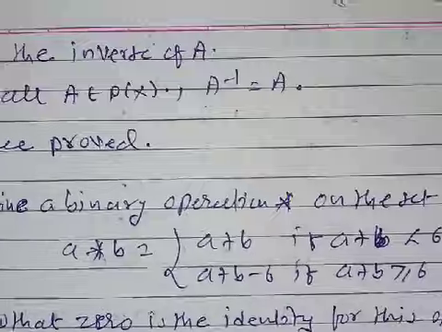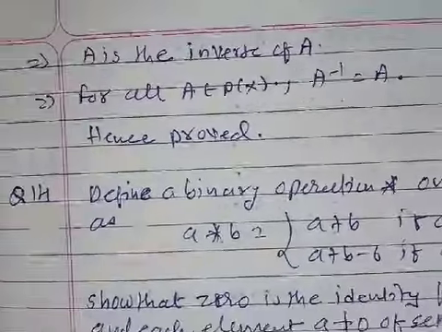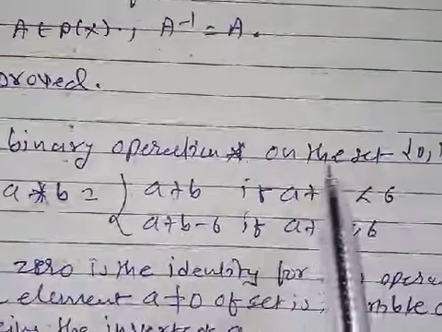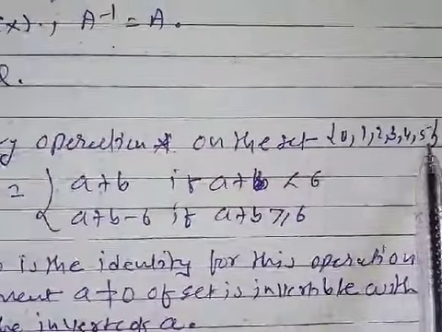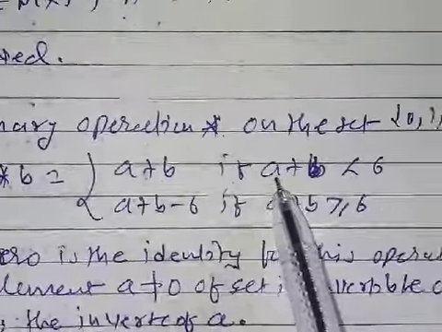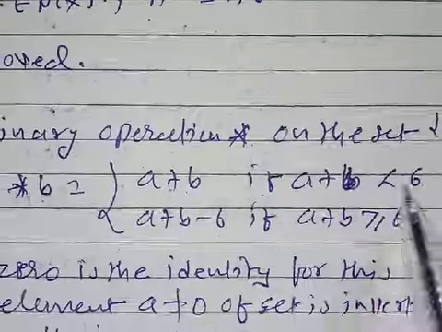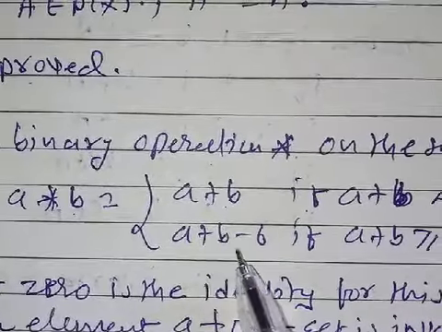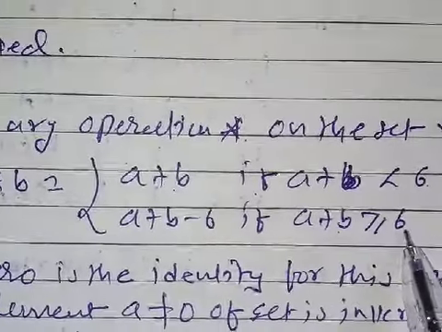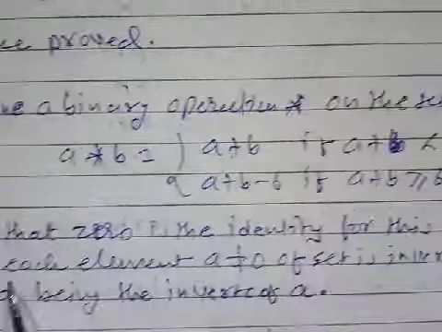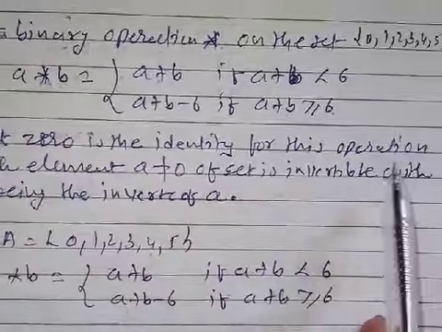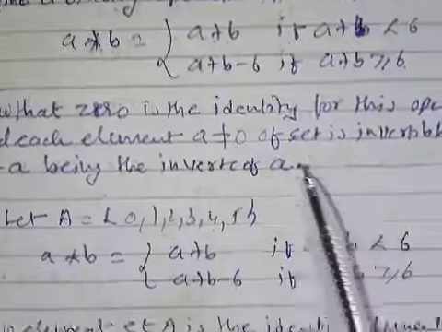Now, let's see this operation, question 14. Define a binary operation star on the set 0 to 5 as A star B is equal to A plus B if A plus B is less than 6, and A plus B minus 6 if A plus B is greater than or equal to 6. Here what we have to show is that 0 is the identity element for this operation. First we'll prove that.